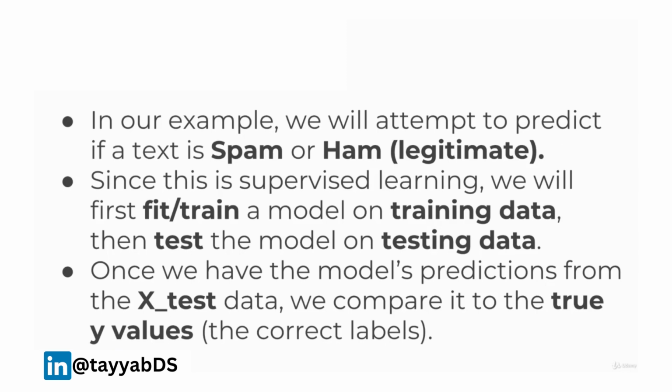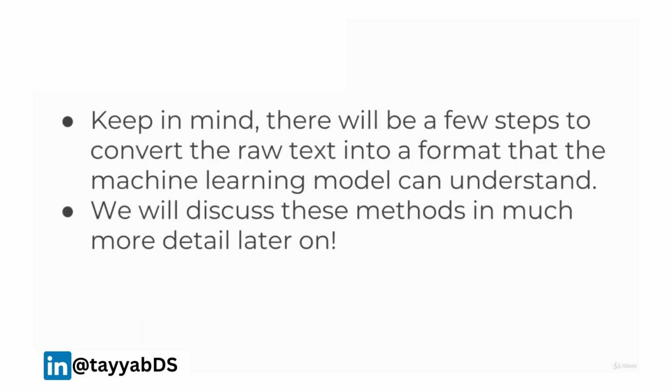Once we have the model's predictions from the X test data, we compare it to the true Y values, that is the correct labels. Because remember, in a supervised learning process, we're dealing with historical information that we already have the labels for. Keep in mind, there are a few steps to convert the raw text message information into a format that the machine learning model can understand.